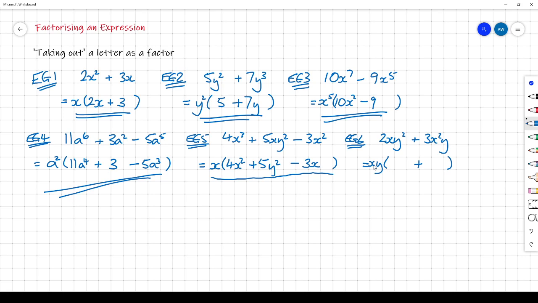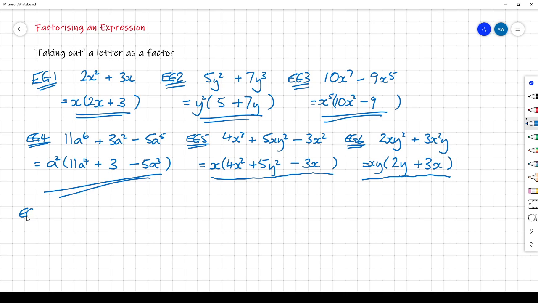Then work out xy times what will give me 2xy squared. Well, 2y times xy will give me 2xy squared. 2 times the x, and y times y gives me the y squared. xy times what gives me 3x squared y? 3x. 3x times x, x squared, and then times the y, and there's my y in the end. And that's that one done. Okay?